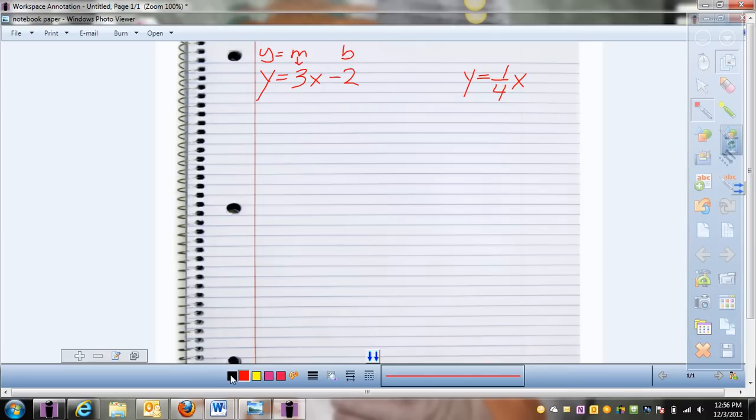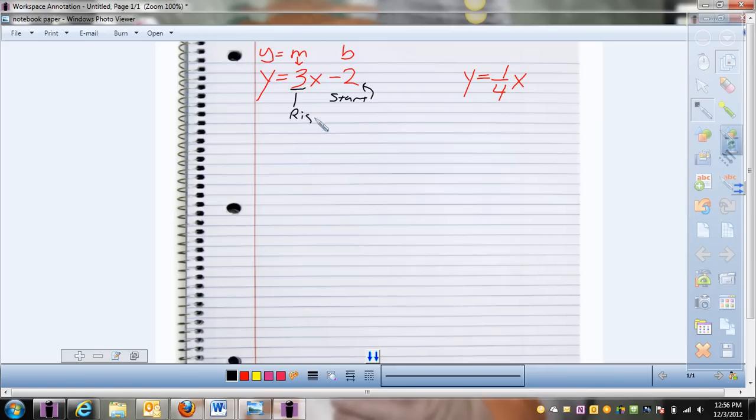So basically, the b is what we want to start with first because that's our starting point. That's where we're going to start our graph. It's the y-intercept. Okay? And then our slope we need to make into a fraction, unless it already is a fraction like in this example. Make it into a fraction. That's going to be a rise over run.